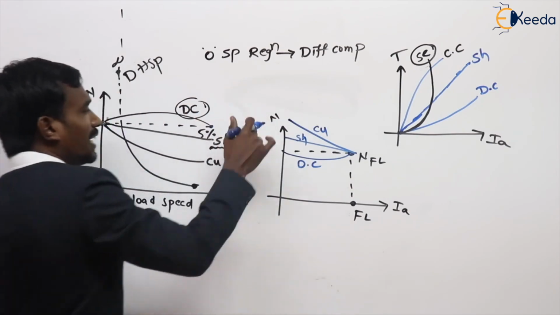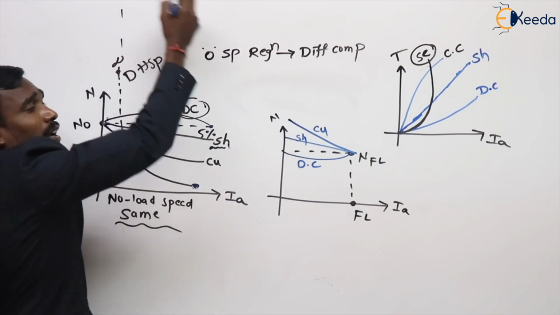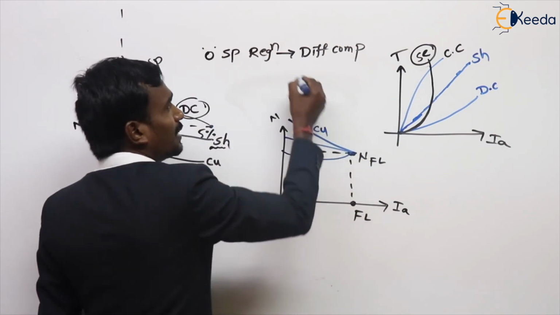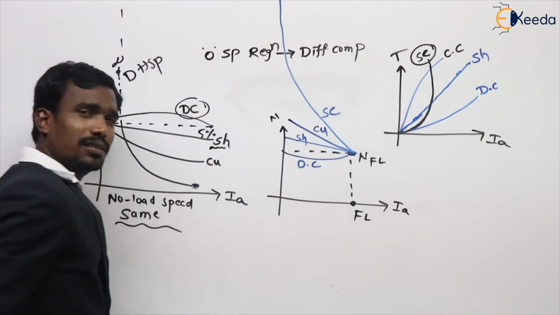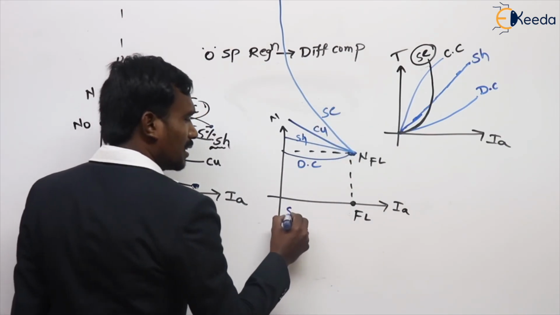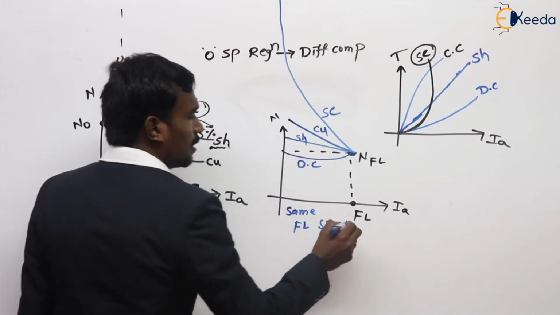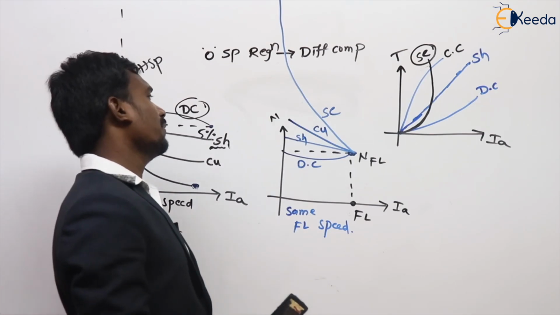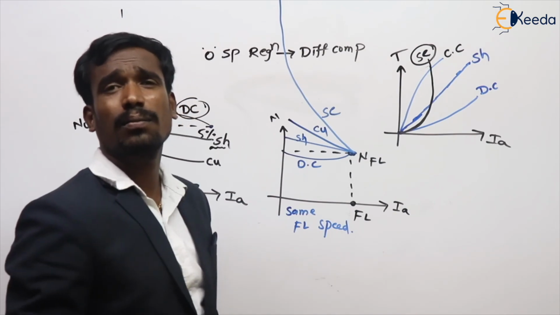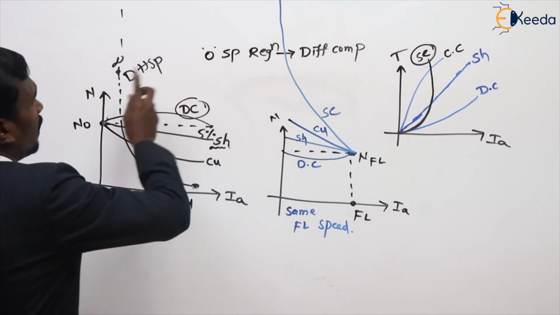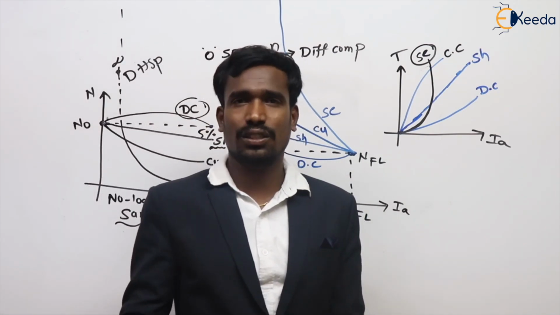What about series? Sir, if the full load speed is here, the no load speed is somewhere much higher. This is for series, at the same full load speed. For the same full load speed, which one has the highest no load speed? Again series, no doubt at all. So like that, they will ask you questions on the different motor characteristics.